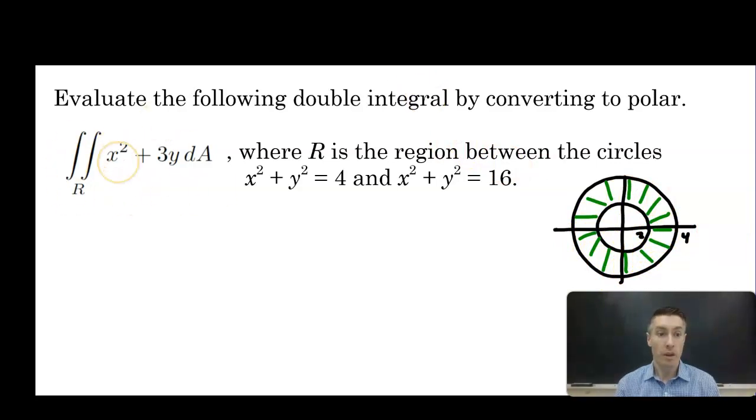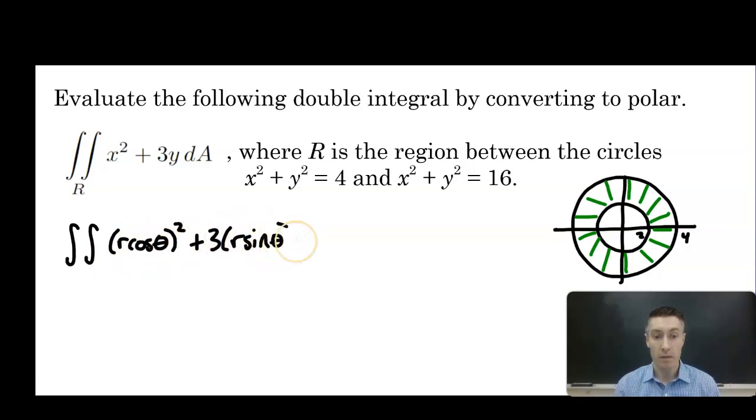Okay, so convert our double integral. So double integral of (r cosine theta) squared plus 3 times r sine theta, dA times r dr d theta. I'm going to put an extra set of parentheses here because it is important we distribute the r to both terms in our double integral. The bounds on r go from 2 to 4 and theta go from 0 to 2 pi. We work our way all the way around the circle.